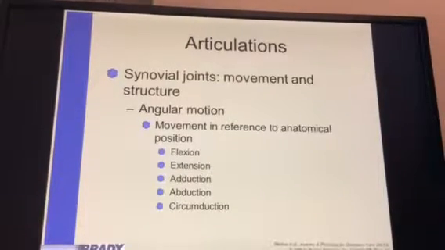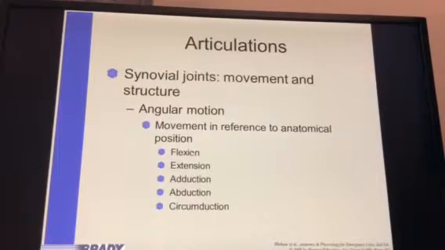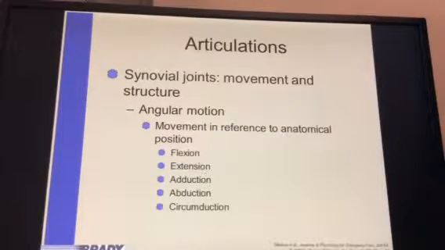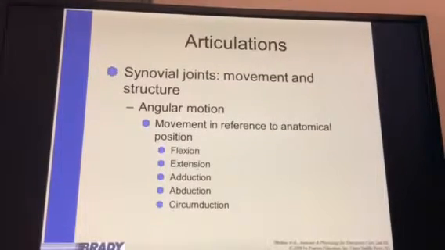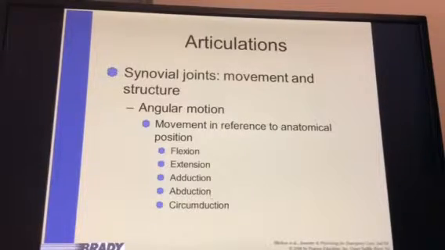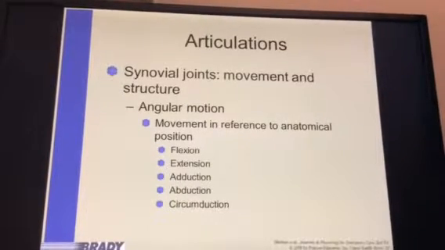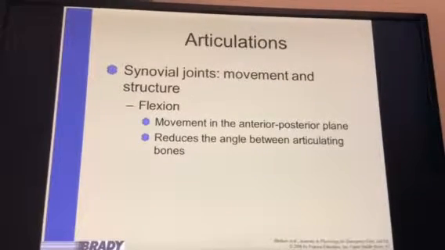Other areas are angular motion, and this is basically so we can move things at angles. That allows us flexion and extension, as we see in the glenohumeral joint and between the humerus and the ulna. It allows adduction and abduction. The shoulder joint allows all of these as well. And circumduction, again, is that motion so it can go around in a circle.